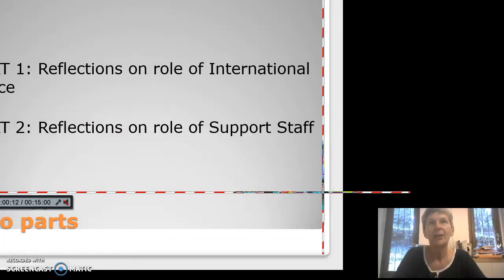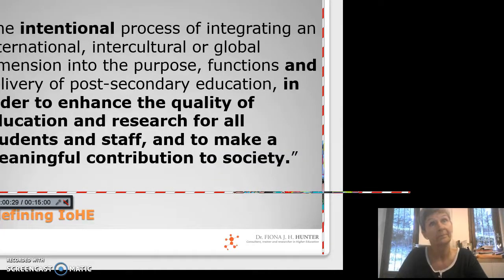We are here again to look, this time, at the role of support staff in comprehensive internationalization. So I'm going to do this in two parts. In the first part we will reflect specifically on the role of the International Office, since that is probably where you're all working to a large extent. And then we'll look more generally at the role of other administrative or support staff in the university.